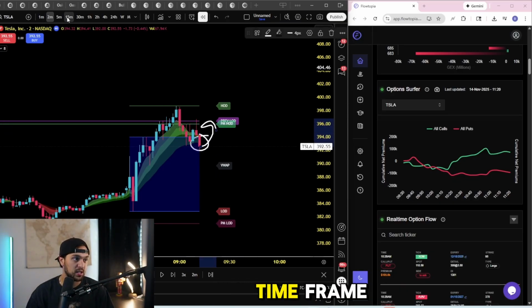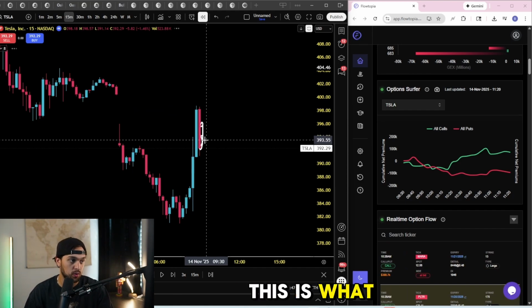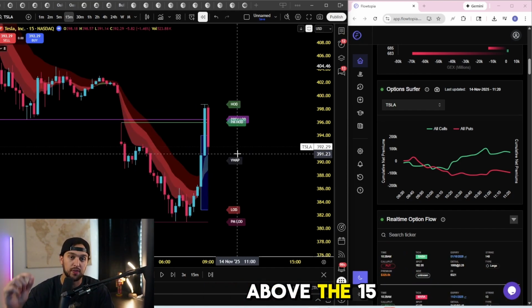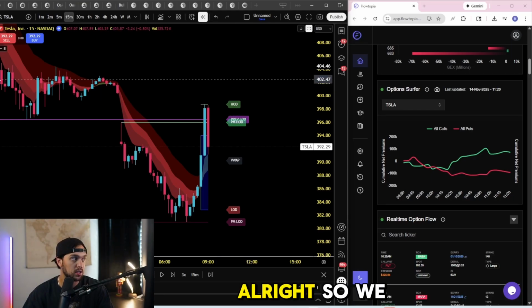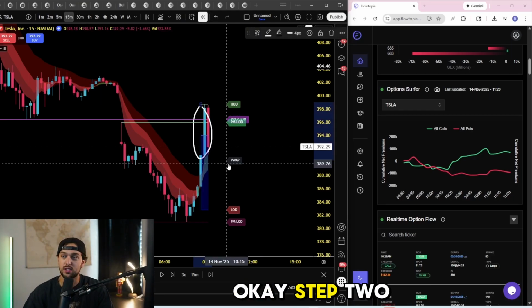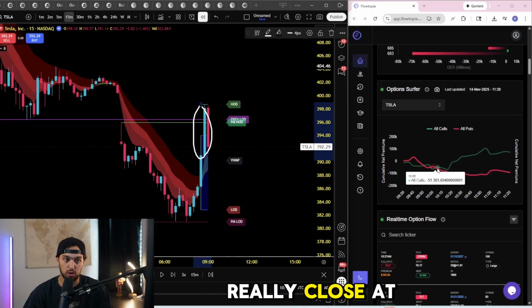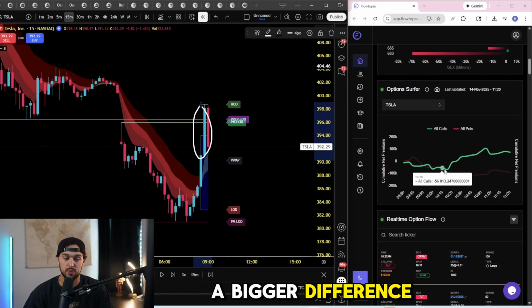So this is on the smaller time frame. On the 15-minute time frame, this is what it should look like. Step one, 15-minute candle close above the 15-minute opening range. All right, so we have that. Okay, step two, what is Option Surfer saying? Option Surfer was really close at the time, so we need a bigger difference between calls and puts.